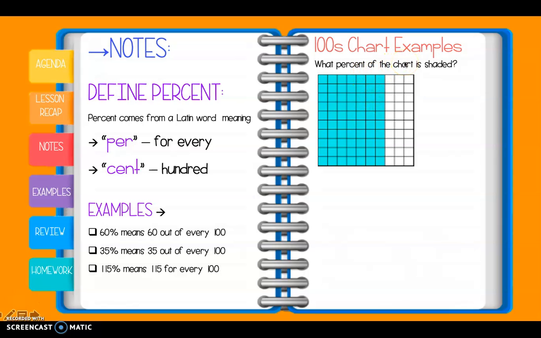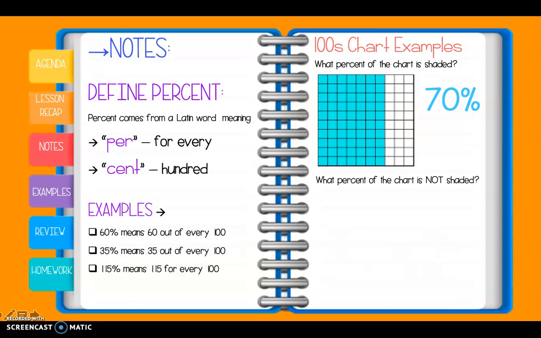So to figure that out, all we would have to do is we would have to count how many blocks are shaded blue. They're in 10, so we've got 10, 20, 30, 40, 50, 60, 70% is shaded blue because we have 70 out of the 100 blocks.